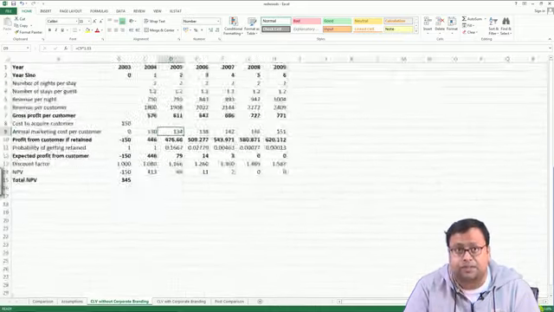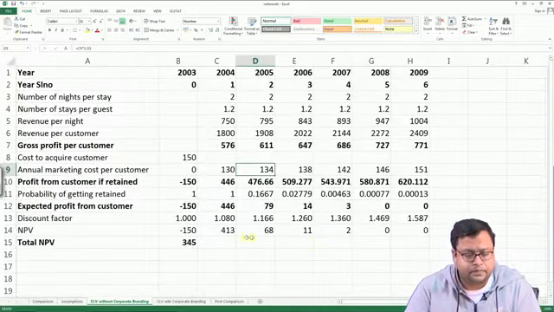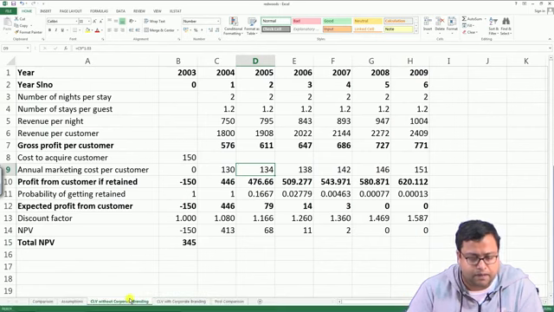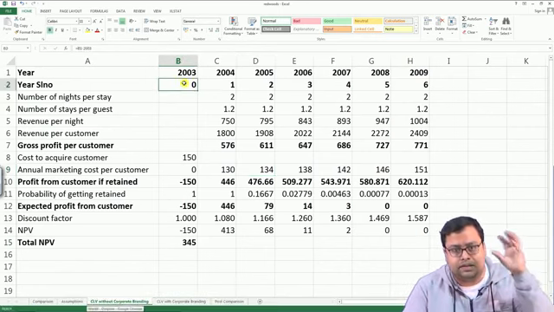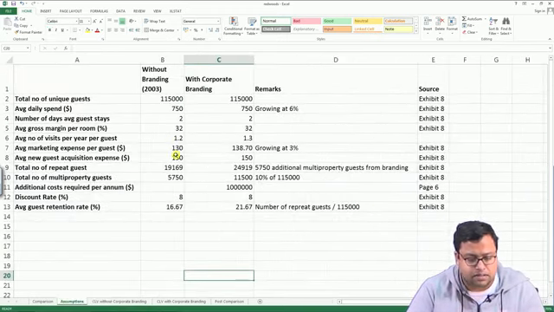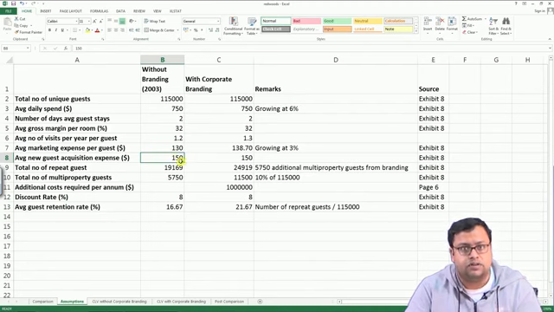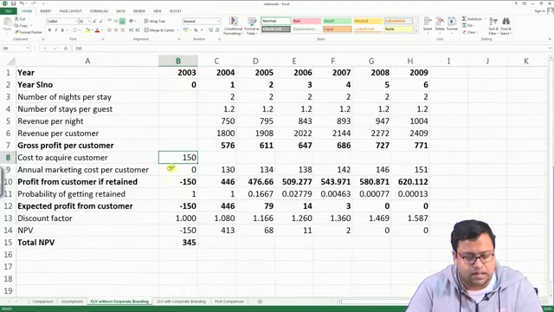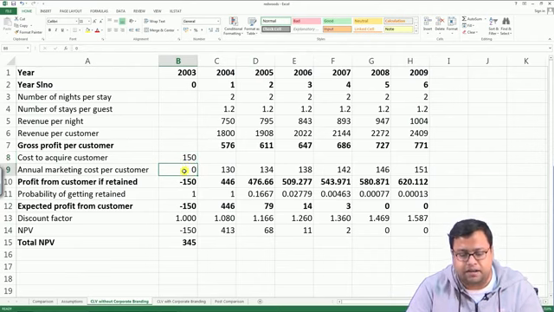Just check what I have done. First, I have done it without corporate branding. Without corporate branding, in year number 0, the acquisition cost, if you check here, is $150. See, 150 is the guest acquisition cost. That is the only cost. There is no marketing cost in the first year, because you are not doing anything. So, that is the cost, and what is the benefit you generate?